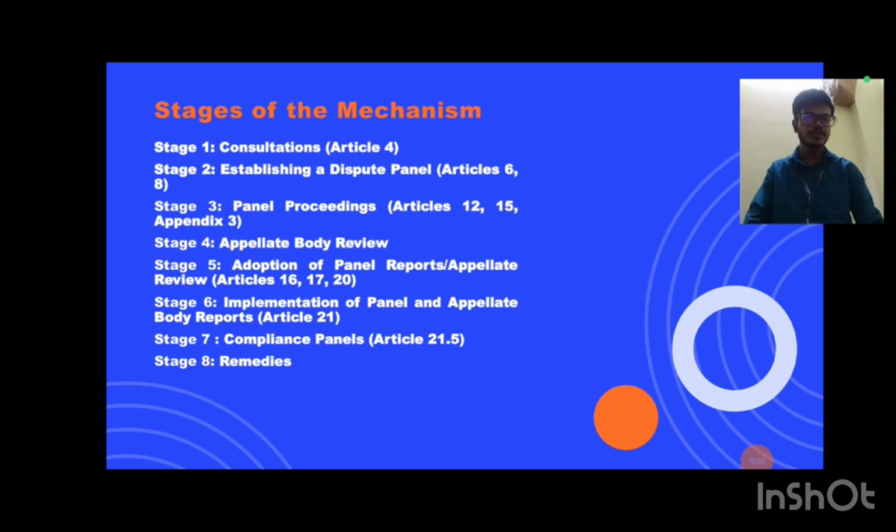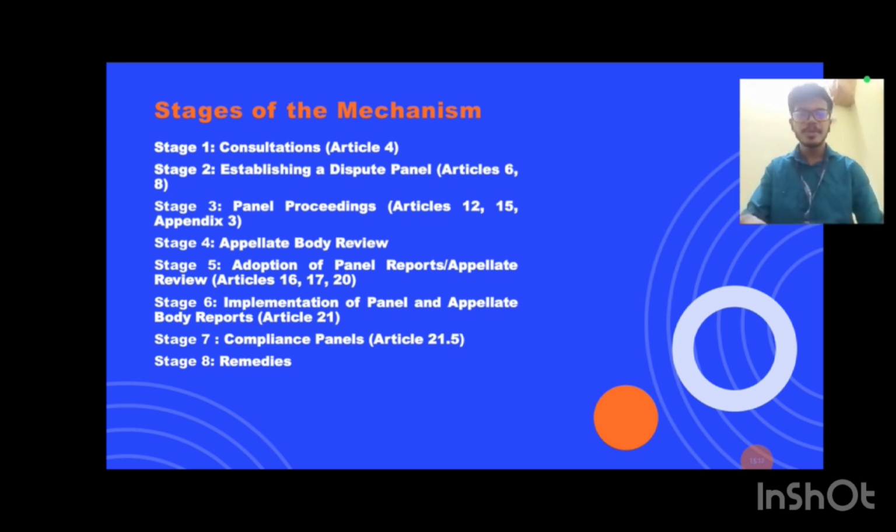Unless the DSB decides by consensus not to adopt it within 30 days after circulation to members, the period of time from the date the panel is established to the date the DSB considers the panel report for adoption is not to exceed 9 months. In case of appeal it is 12 months, unless otherwise agreed by the disputing parties.